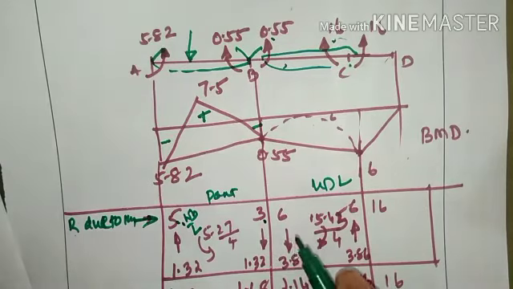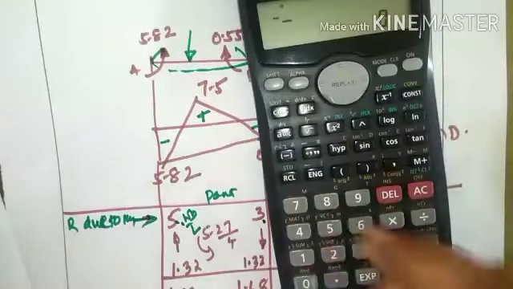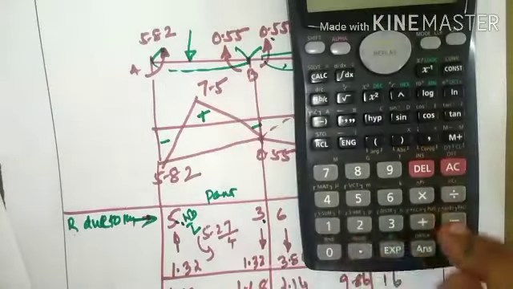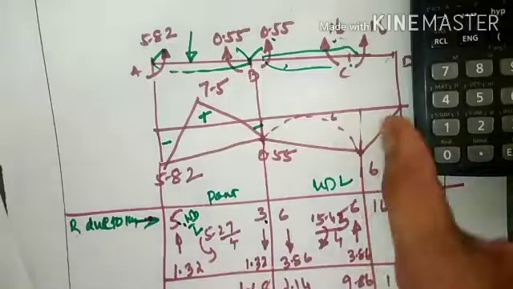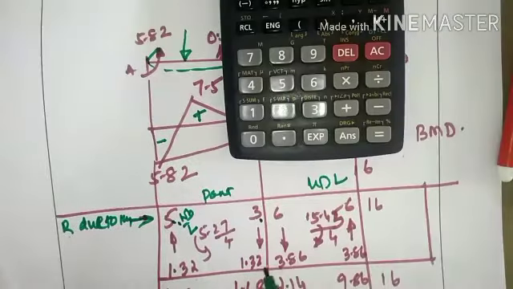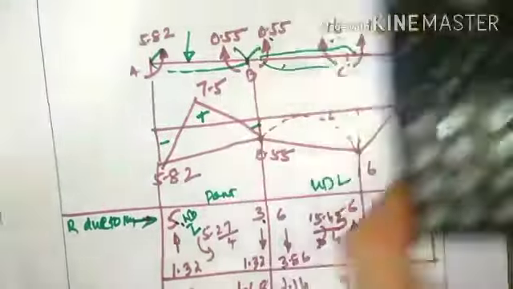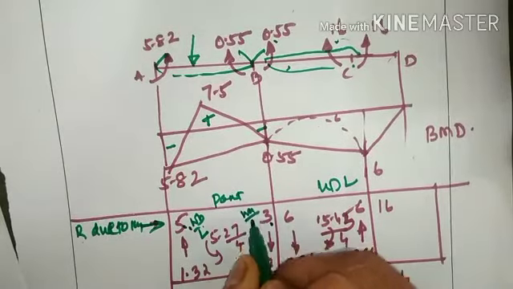Likewise, if we take this as anti-clockwise, minus 5.82 plus 0.55, so the net value is 5.27, divided by the span of 4, which is 1.32, 1.32. So here, this is WB by L, so the other has to be WA by L.